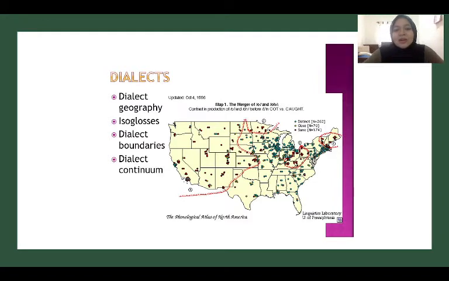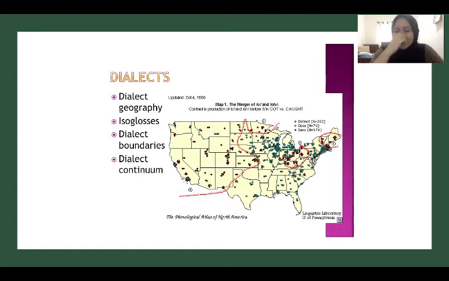We can see the green dots are more on the right side of the map, so we can draw the line, and the red ones are more prominent in the left side of the map. So the isogloss is drawn in between these two, in the middle of the map. Sometimes you can look at the circle here.